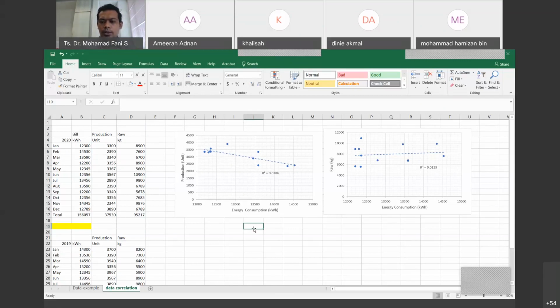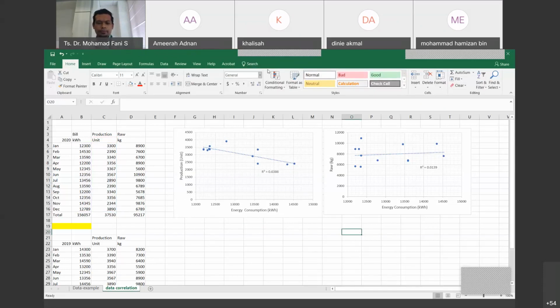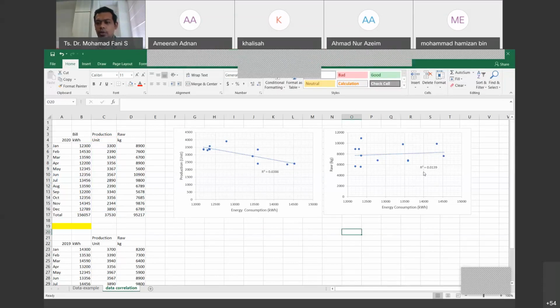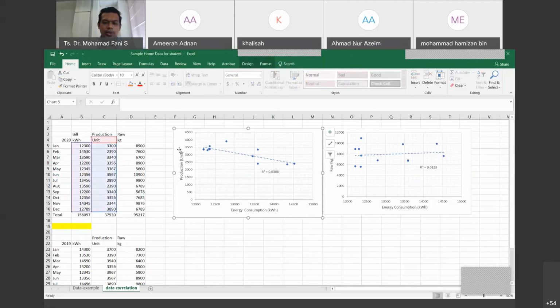So which one? Raw material. Production unit. Production unit. Raw material is only 0.0139. Okay, the R square for the production is higher compared to the raw material. Okay, so the production unit is very close, significant, one of the variables that contributes to the energy process in the factory. So we can also consider this production unit value as the factor.